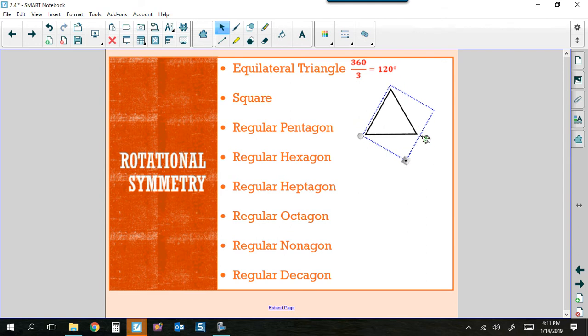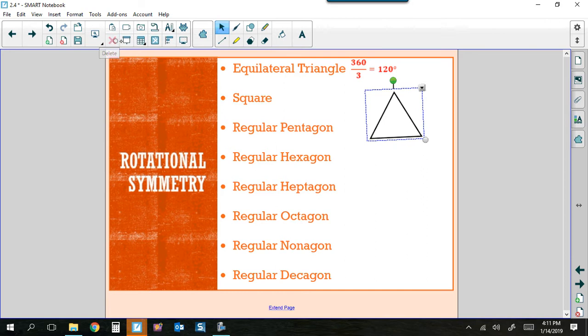You could also then rotate it an additional 120 degrees, which would be 240 total degrees, and again, it would look like it had not been rotated at all. Lastly, you could rotate it one more time, making it a total of 360 degrees. And if you'll notice, once again, it doesn't even look like it's been rotated at all. So an equilateral triangle has rotational symmetry at 120 degrees and any multiple of 120 degrees. So 240 and 360.